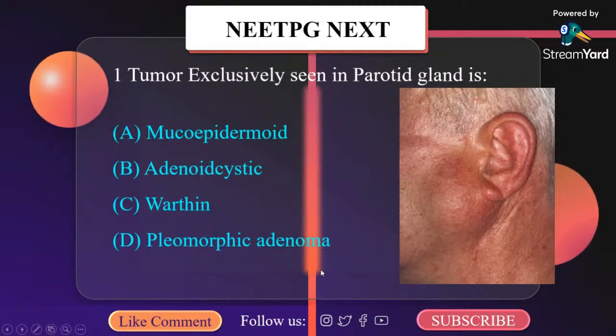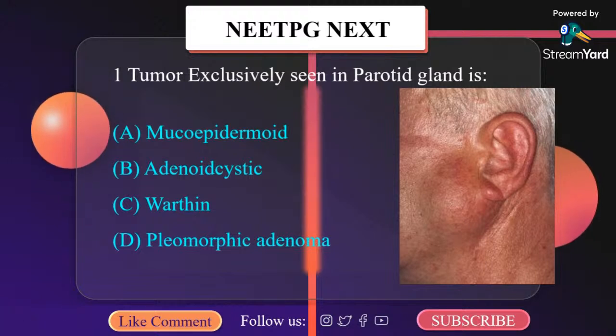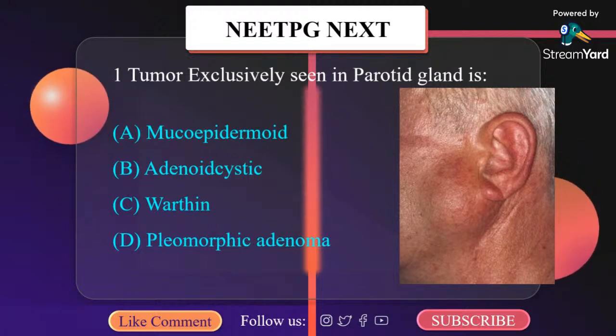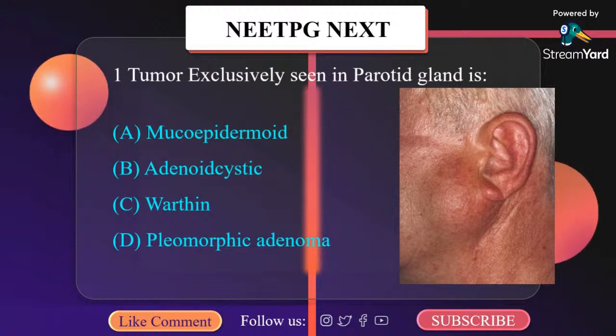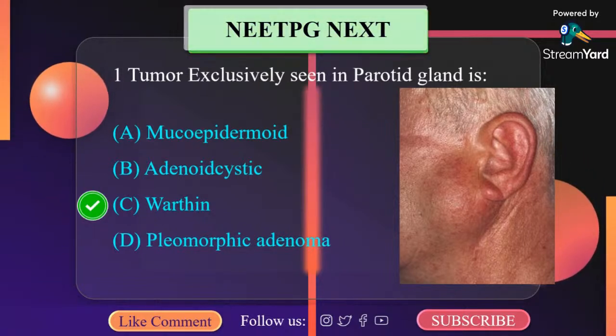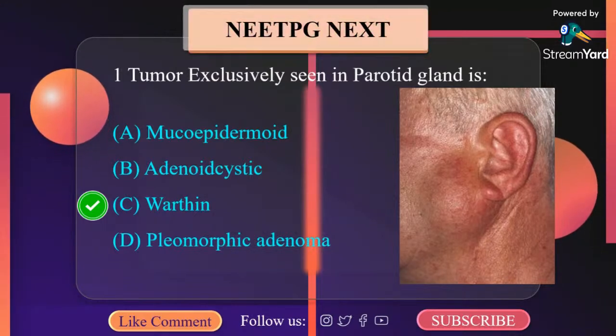The tumor exclusively seen in the parotid gland is. Which tumor is exclusively seen in the parotid gland? A. Mucoepidermoid. B. Adenoid cystic. C. Warthin. D. Pleomorphic adenoma. It is Warthin's tumor, which is exclusively seen in the parotid gland.